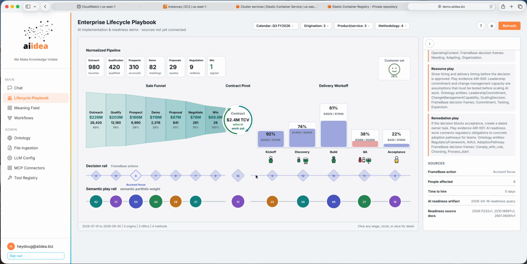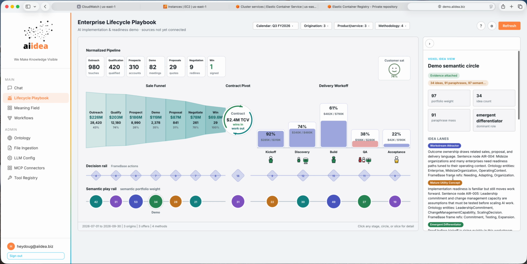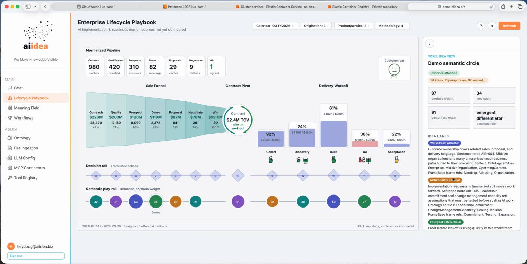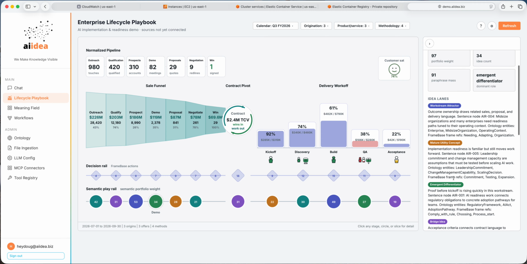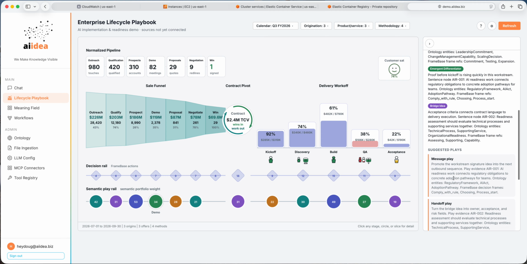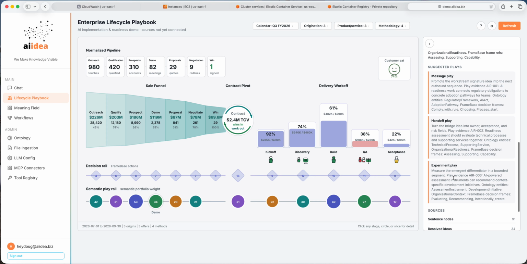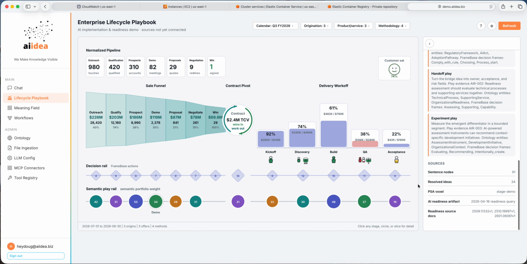The second is the semantic play rail. And this is something completely unique to the idea graph. How do we look at the ideas associated with these KPIs to include a playbook and recommendations of what we can do next? This is just one example of how we support leadership visibility with the idea graph and our selective AI context knowledge graph.